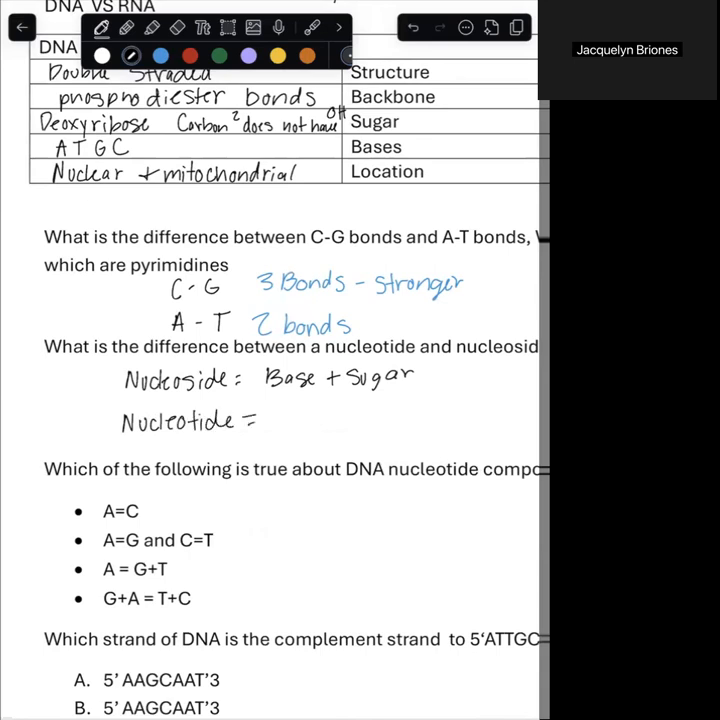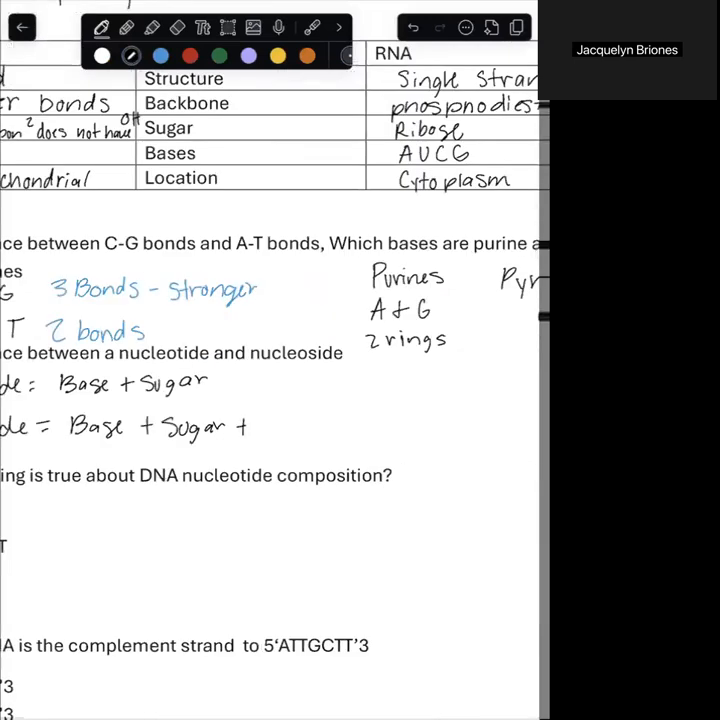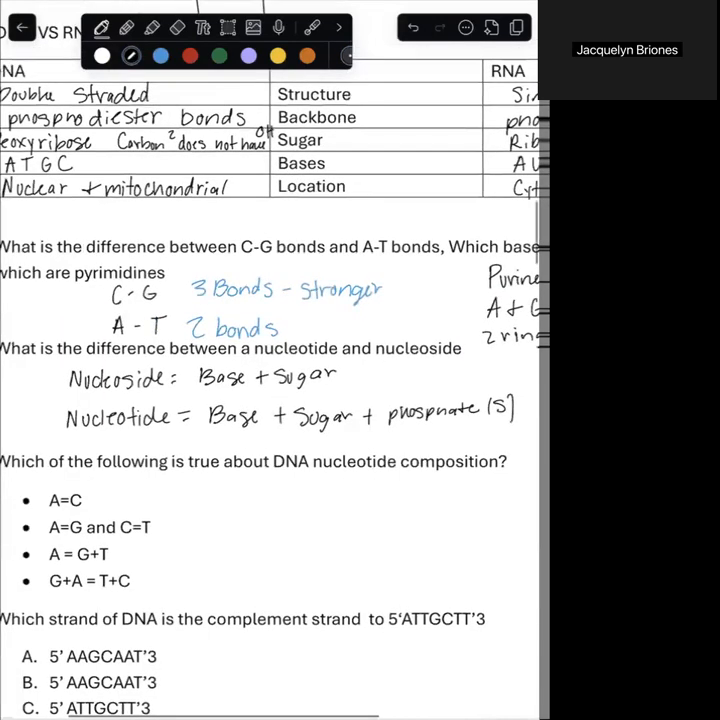Is a base, a sugar, and a phosphate. And there can be multiple phosphates or just one, as long as it has one, but it can have multiple. That's what a nucleotide is. Okay.